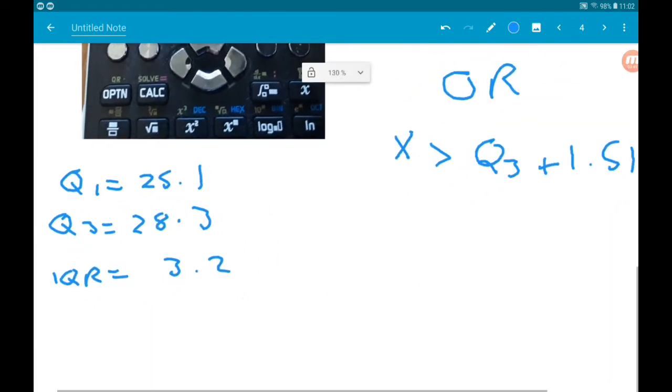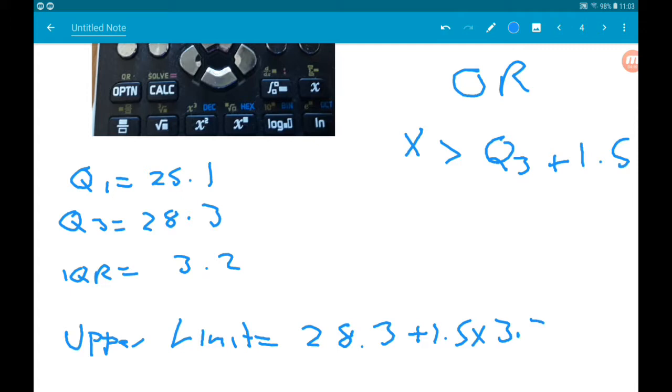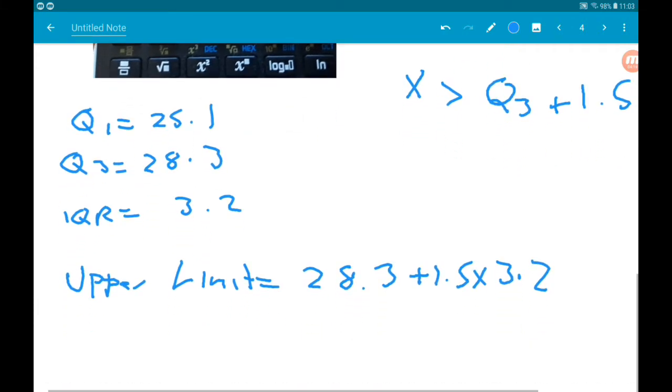So our upper limit is 28.3 add 1.5 times 3.2. So that's 28.3 add 4.8, which is 33.1. So any upper outliers will be greater than 33.1. So let's have a look through the data.